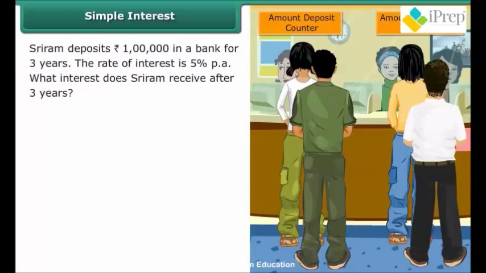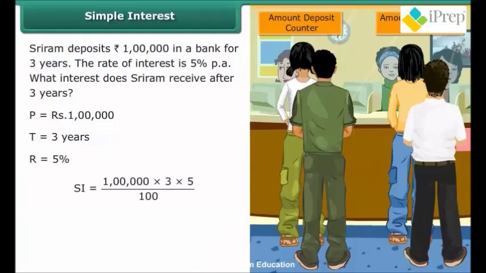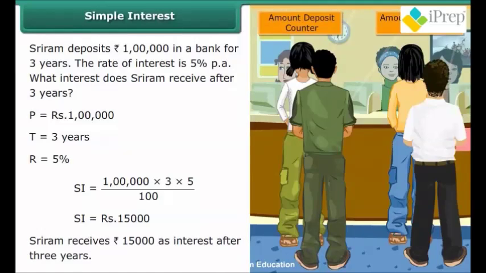Sriram deposits rupees 1 lakh in a bank for 3 years. The rate of interest is 5% per annum. What interest does Sriram receive after 3 years? Here principal is rupees 1 lakh. Time period is 3 years. Rate of interest is 5%. Now by substituting the values in the formula we get SI is equal to 1 lakh into 3 into 5 whole upon 100, which equals rupees 15,000. Sriram receives rupees 15,000 as interest after 3 years.